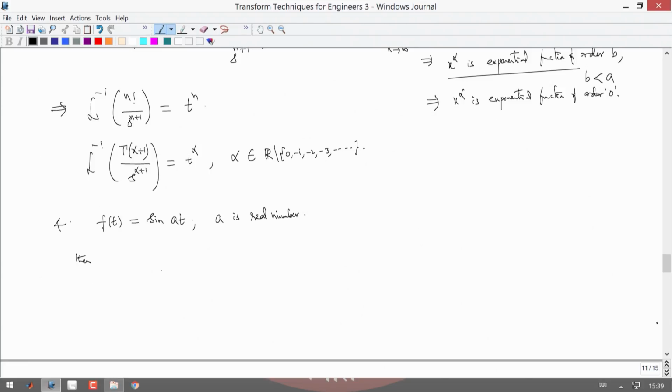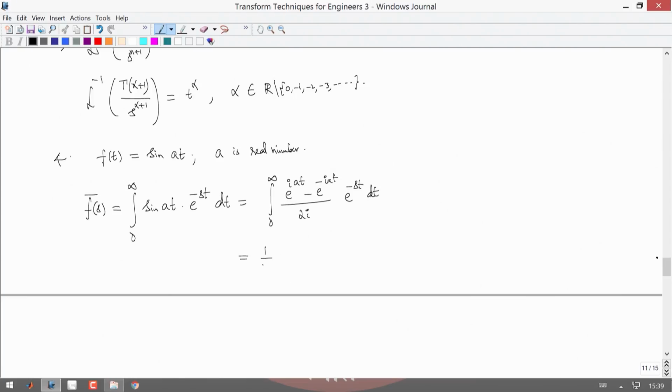So, real part of s has to be greater than 0 when you calculate its Laplace transform. So, the Laplace transform of this is equal to the integral from 0 to infinity of sin at times e power minus st dt. This one you can write as an exponential function. So, you get the integral from 0 to infinity of e power iat minus e power minus iat divided by 2i, times e power minus st dt. So, this is equal to 1 by 2i times the integral from 0 to infinity, the first integral is e power minus t times (s minus ia), minus again 1 by 2i, you can put it as a bracket, the integral from 0 to infinity of e power minus t times (s plus ia) dt.